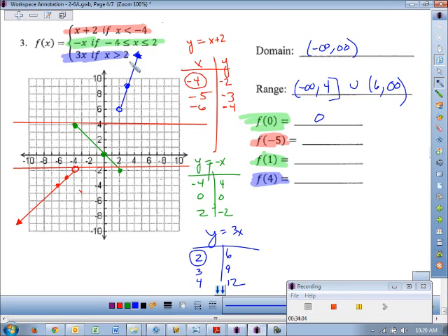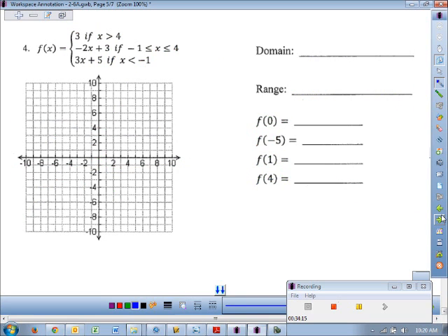F of negative 5 turned out to be negative 3. F of 1 turned out to be negative 1, and F of 4 turned out to be 12. We cool with that? Let's give it a shot on the next one. 3 different situations. Let's start with the first one.